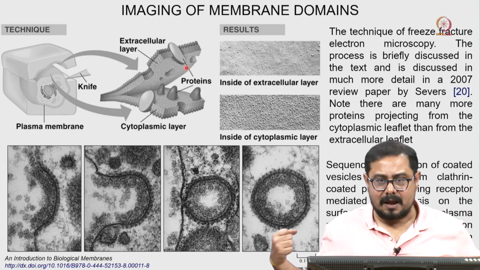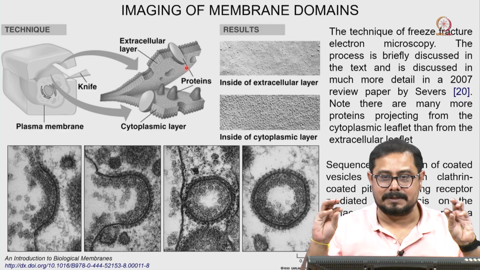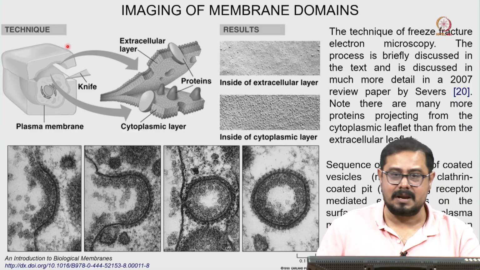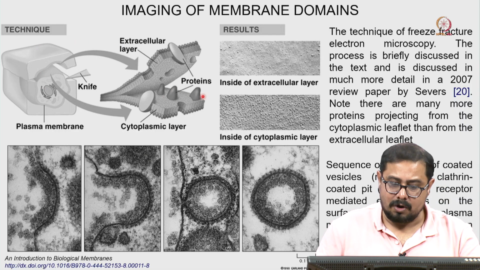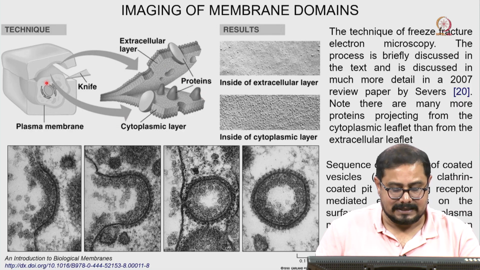So, if you tear our shirt, what will happen, sometimes the button and other things will be visible there. So, exactly the same thing happens when we rupture this cell membrane, we can see those intercellular protein molecules or membrane proteins, as well as we can see inside the cell.